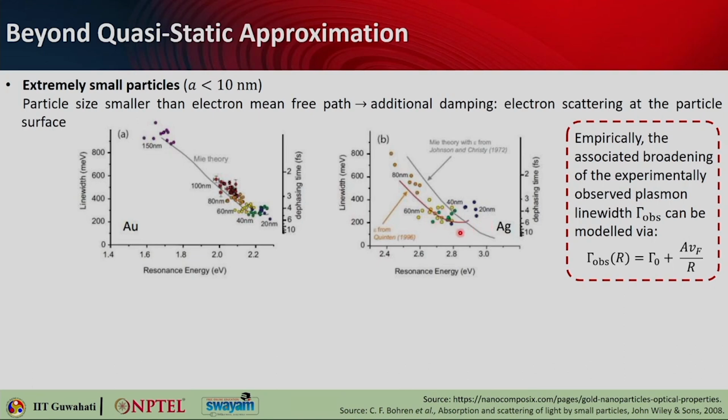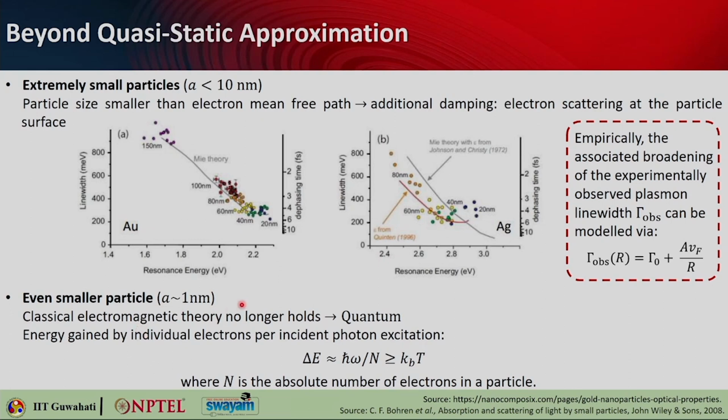Similarly, you can also see from here. For extremely small particles, where the radius becomes 1 nanometer or so, you have to remember that the classic electromagnetic theory will no longer hold good. So, you have to go for quantum mechanics to solve it.